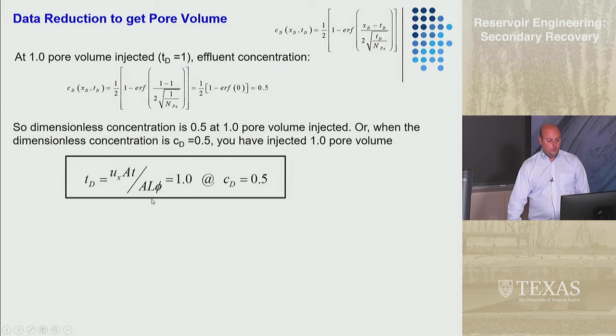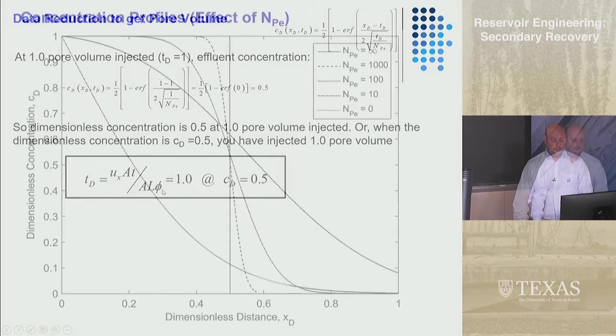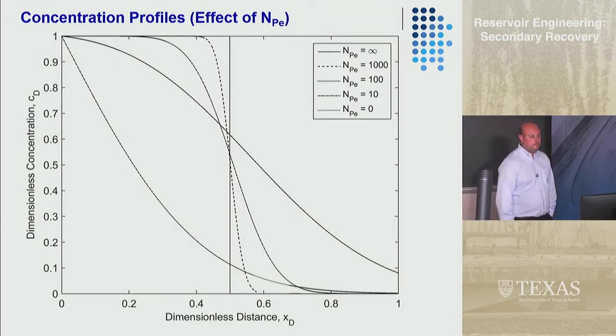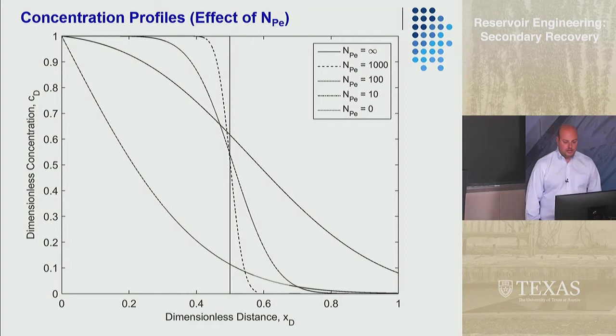So what you can do is look to see when CD is equal to 0.5 and then determine your porosity phi. Okay, so here are plots of the dimensionless concentration CD versus distance.